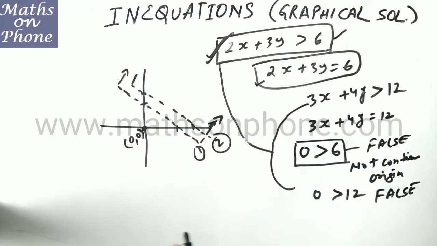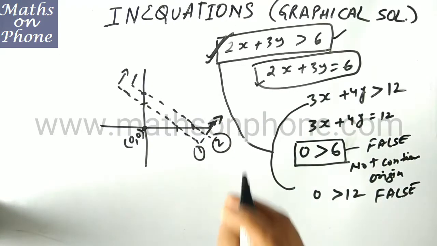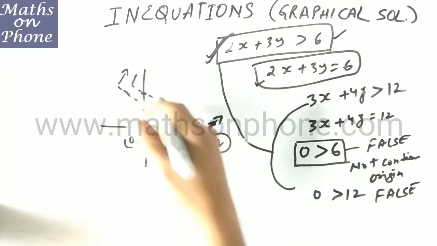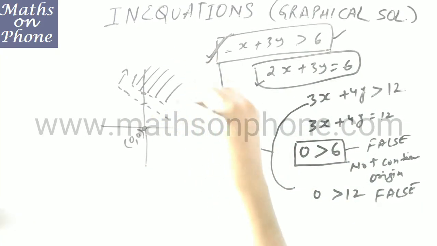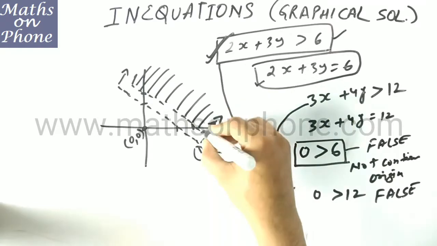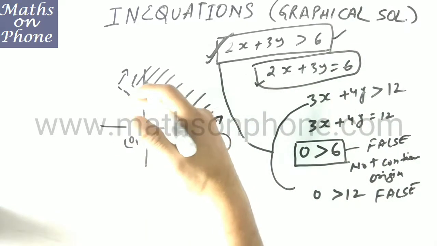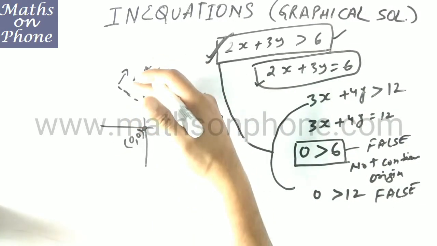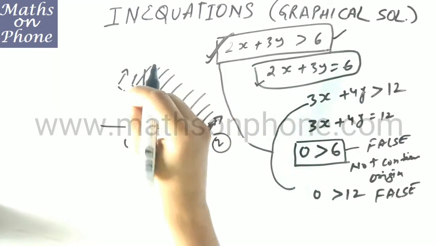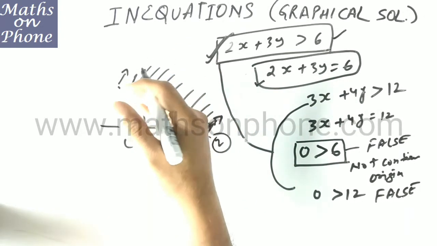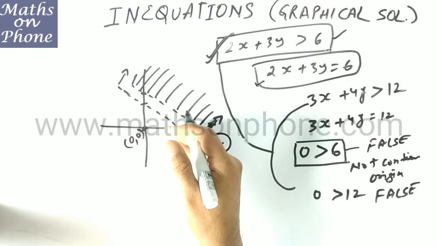Now can you tell me which is the common region? The region which is satisfying both the conditions. This will be the common region. You see here, this region is satisfying both the conditions. It is upward of line 1 and it is upward of line 2. Like this you have to shade the common region in the given inequations.